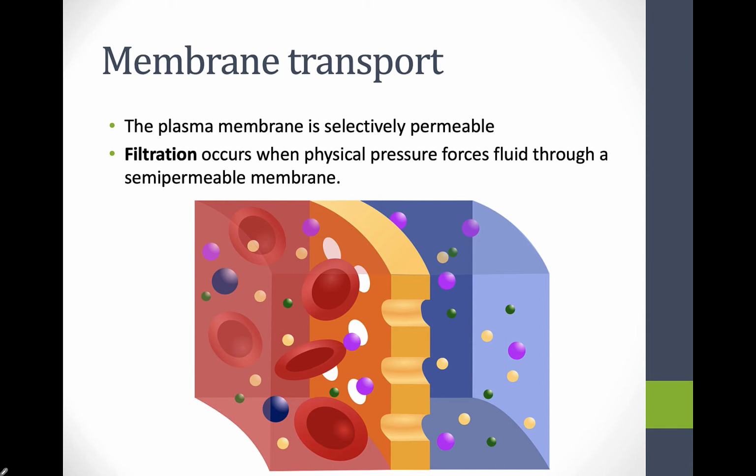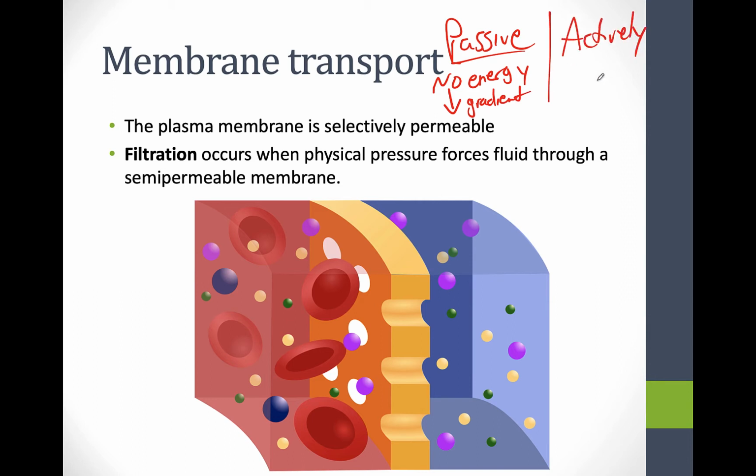So when something is moved into the cell or out of the cell, it is done either passively, meaning it takes no energy, and we're going to go down a gradient. Or it's done actively, which means it has energy, and we're going to go up a gradient. So we'll talk about passive first.